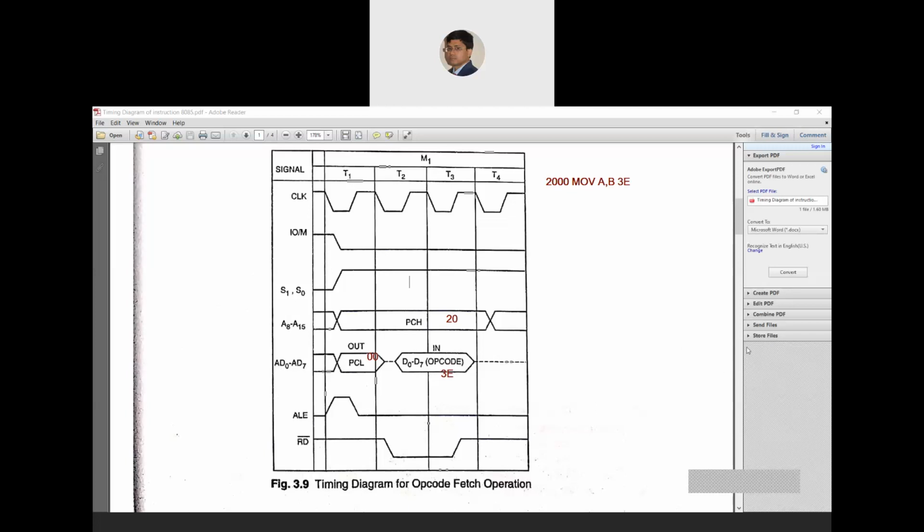Okay, now I'm moving to the next topic. Basically, just a gist: this is the timing diagram of the opcode fetch operation. Whenever there is an instruction which requires only one operation, that is opcode fetch, like MOV A comma B that I have shown here, right?